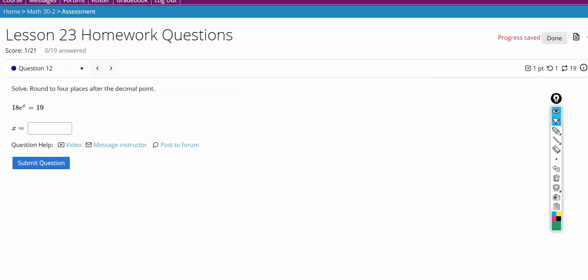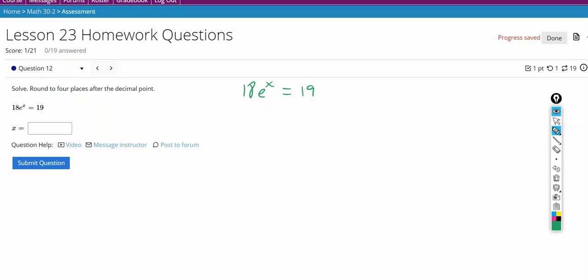Okay, so now let's do this one. So we've got 18 e to the x is equal to 19. So the rule I was saying before was that we want to take the log of both sides, right? Now, which log would we take? Well, again, we can take any log we like, but there's one log in particular that's sure going to make life a lot easier.